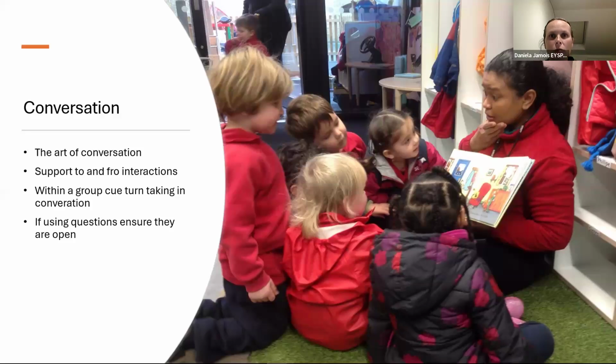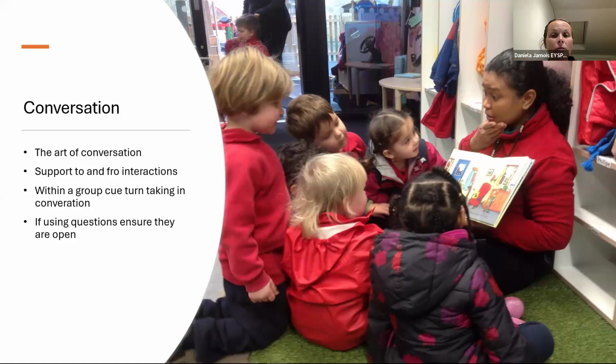And what you really want to aim for is that you have at least 4 to and fro interactions with your children when you meet them incidentally in the free flow of your setting, when you join them in what they've chosen to do. I've used this image for conversation because there are also opportunities to teach the art of conversation when you have little group times like this one.